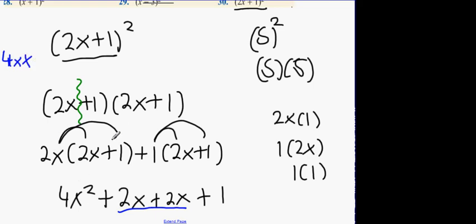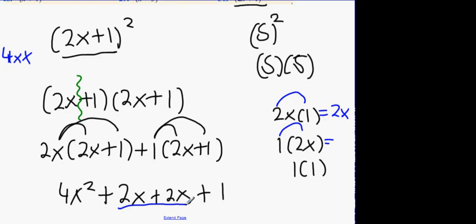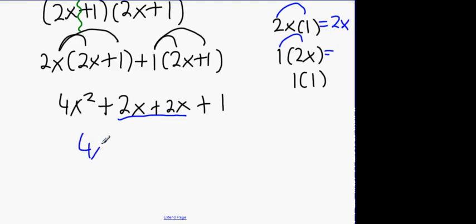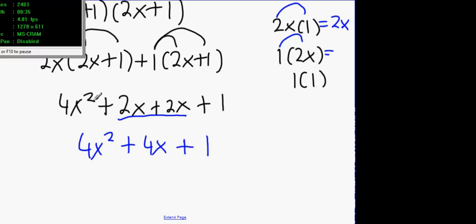2x multiplied by 1? No, you're not adding. You're multiplying. Oh, sorry. 2 multiplied by 1 is 2. How many x's do you have? Just 1. 2x. 1 multiplied by 2x is 2x. We are multiplying. 2 by 1 is 2. Okay, now, alright, how do we finish this off? 4x squared, what's 2x plus 2x? Plus 1. That's you done there, okay?